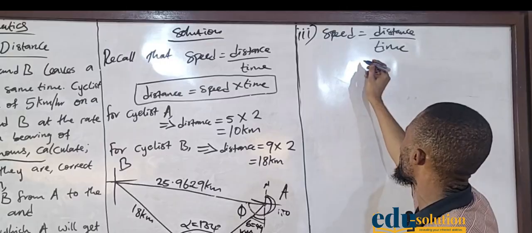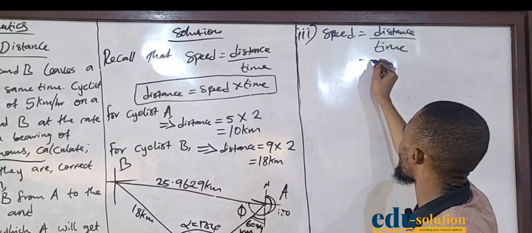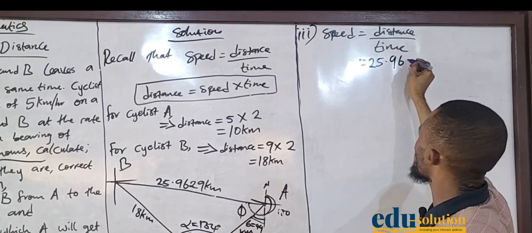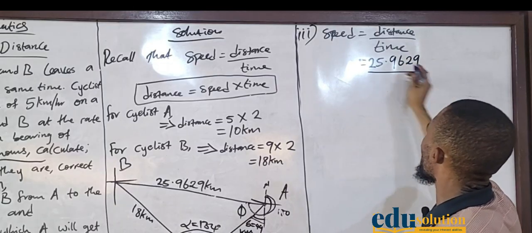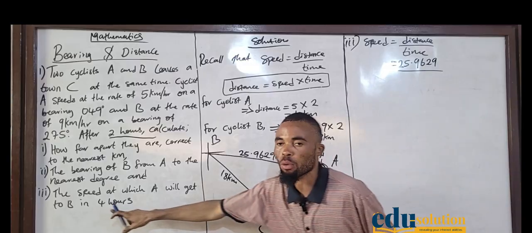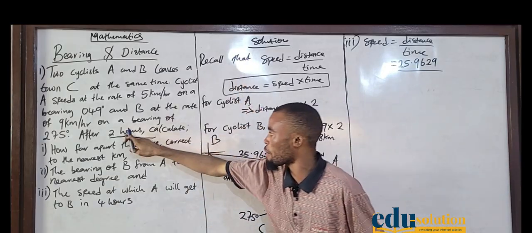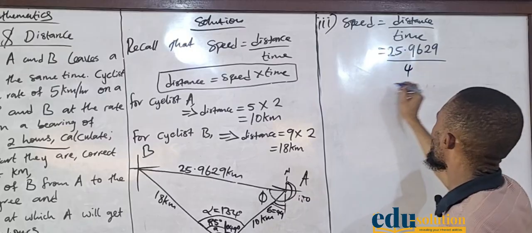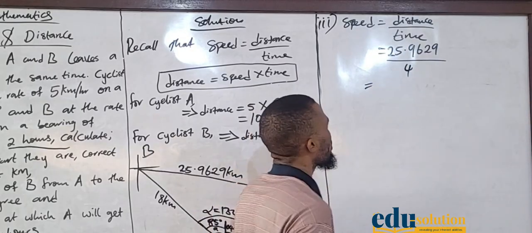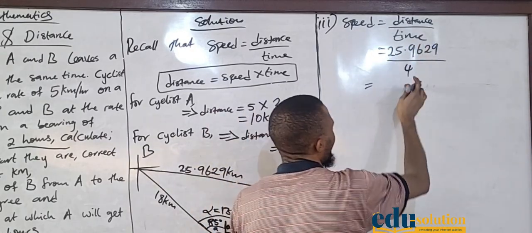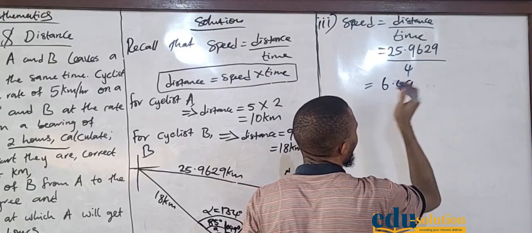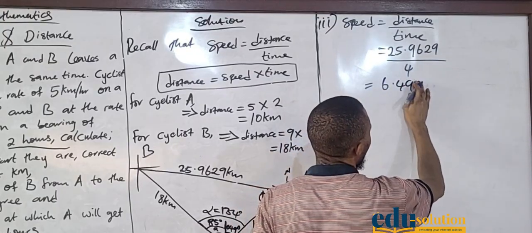So we'll just put in the value. The distance is 25.9629 over the time at which it will happen. The time is 4 hours. Don't use 2 hours. We'll use these 4 hours given to us in the question. So we are having 4. That's all. Just press the calculator. 25.9629 divided by 4 is 6.4907.